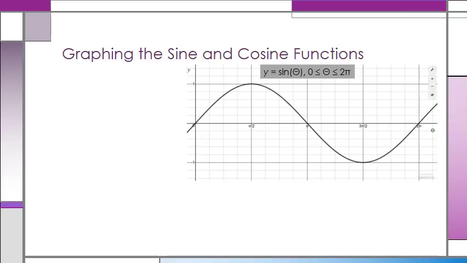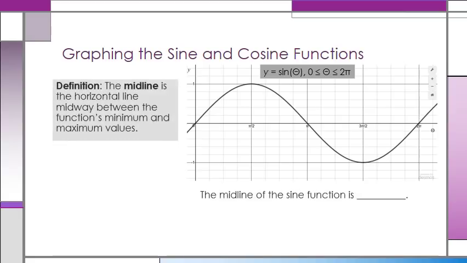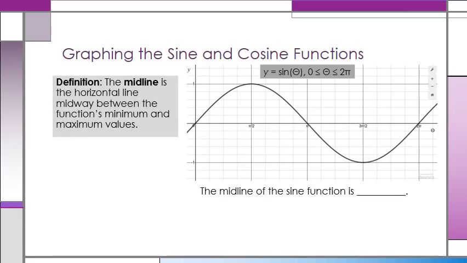And from this graph, we can identify a few things. We have a definition here. The definition is that the midline is the horizontal line midway between the function's minimum and maximum values. So my maximum value is 1, and my minimum value is negative 1. So the midline of the sine function is the line y equals 0. And I can draw that in, maybe with a dashed line. That's going to be my midline.